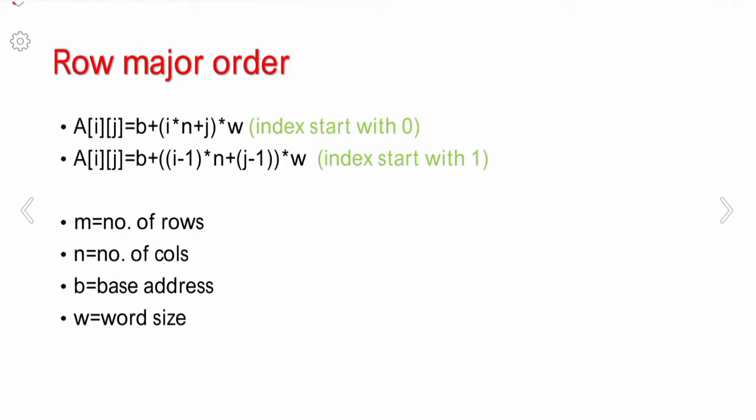Here we are simply going to subtract one value from the given formula, that is I minus 1 and J minus 1. So B, the base address, plus I minus 1, so from the row subscript we are subtracting 1, and from the column subscript we are subtracting 1, into N plus J minus 1 into W. Here M represents the number of rows, N represents the number of columns, B is the base address, and W is the word size, which is in bytes. We will see an example to understand the row major order clearly.